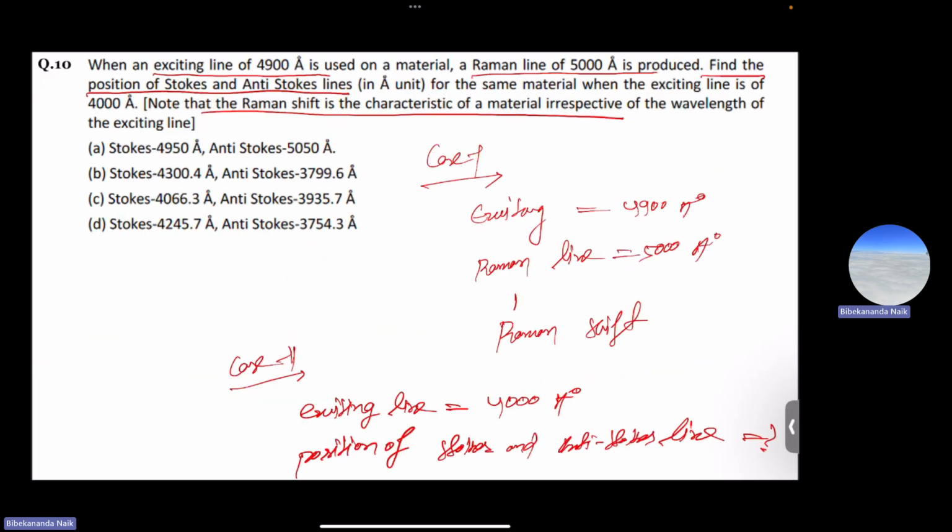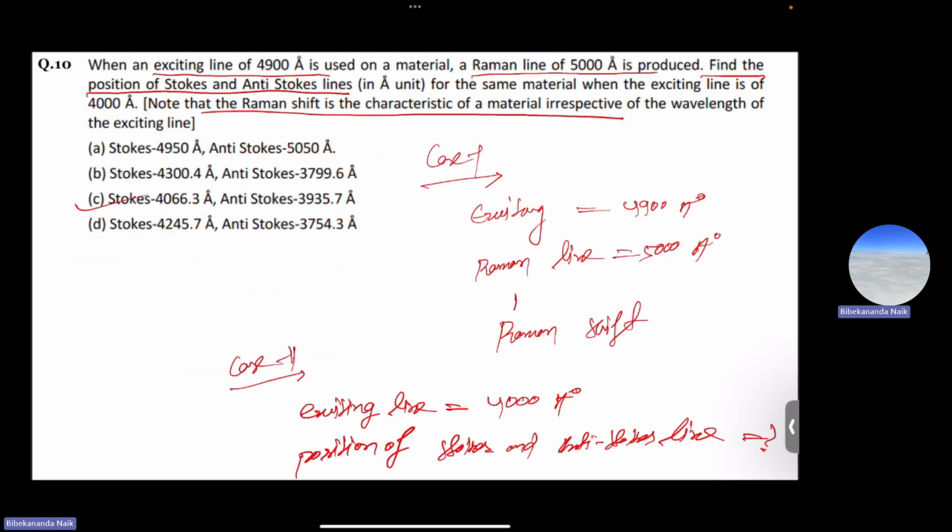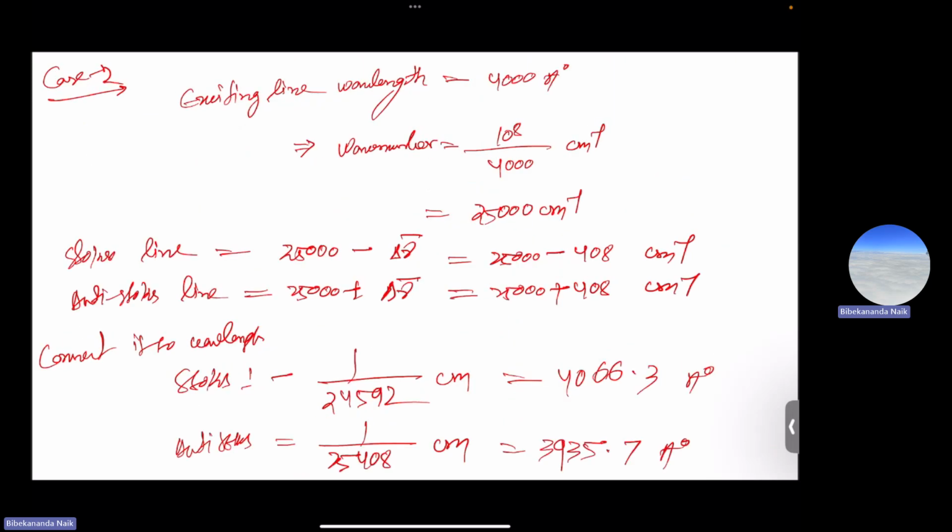So the correct option will be option C. I hope this is clear to everyone. Now we will move on. Since we have time, we will solve one more question.